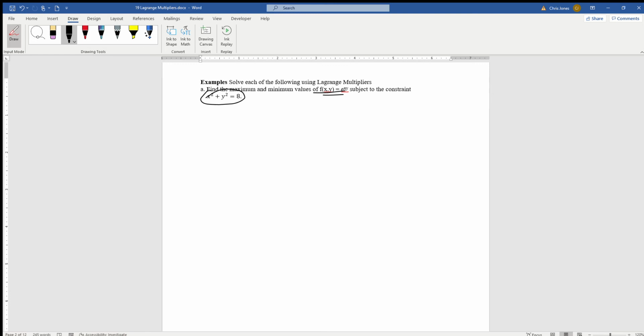All right, so let's define our functions. Clearly f is this function here. G is just going to be x squared plus y squared. So we ignore the 8. It doesn't matter what the 8 is for now. And remember what we're trying to do is find f sub x such that it's equal to lambda g sub x, and f sub y which is equal to lambda g sub y. So we need to find the partials.